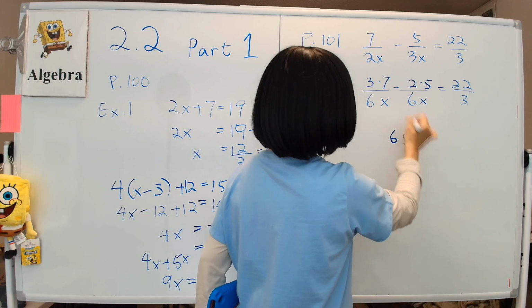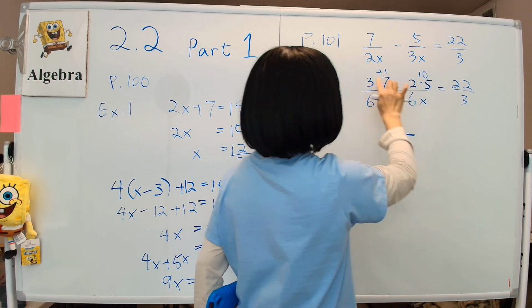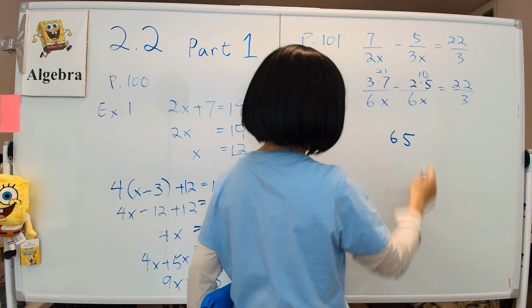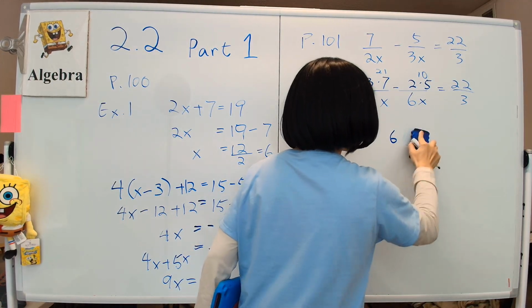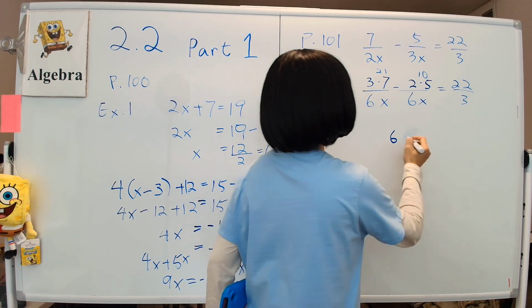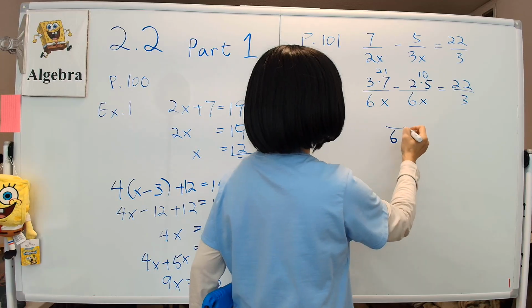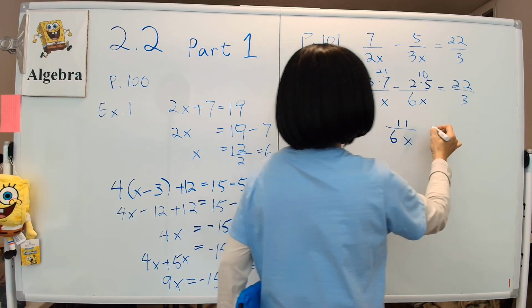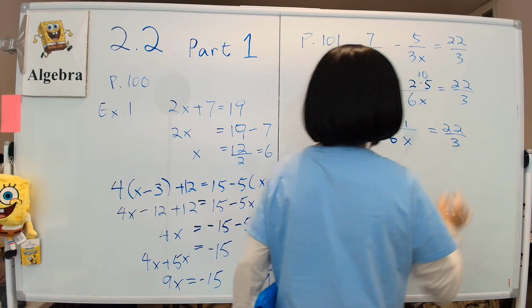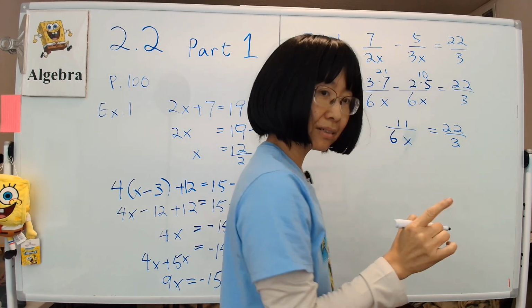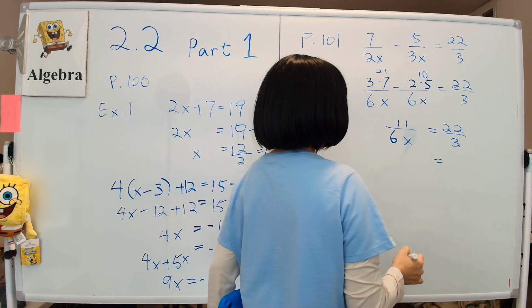3 times 7 is 21, and 2 times 5 is 10, and we do the subtraction. Why did I write down 5 here? I mean 6x. We have 6x on the bottom. So we have 21 minus 10 in the numerator, which gives us 11, which equals 22 over 3.